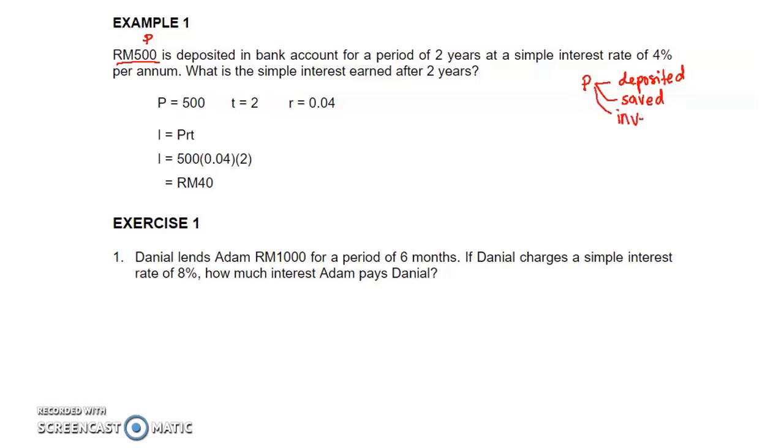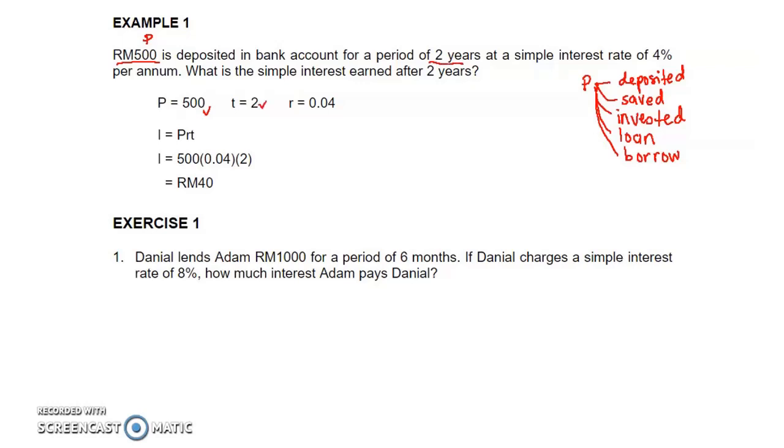Ali invested 500 ringgit. Ali made a loan of 500 ringgit. Ali borrowed 500 ringgit. These are keywords that indicate the value of the principal. So 500 is value P, for a period of 2 years. A period of 2 years means that is value T.